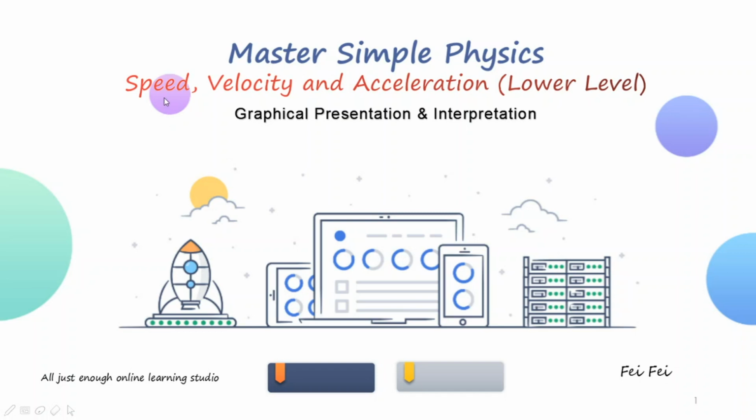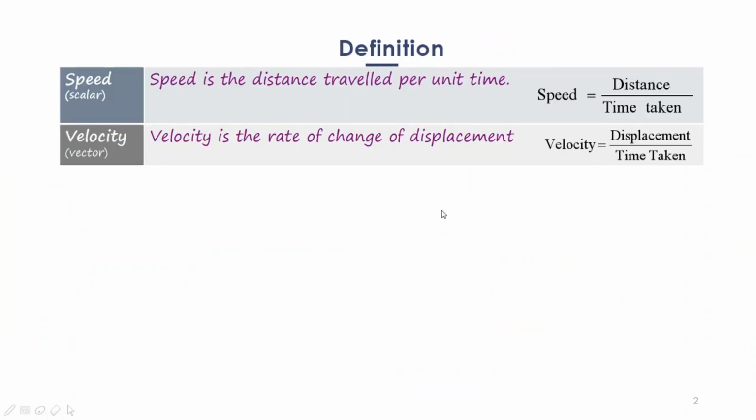Today's topic is on speed, velocity, acceleration, and we focus on graphical presentations and interpretation. The definition of speed is the distance traveled per unit time. It is a scalar quantity. Velocity is the rate of change of displacement, and it is a vector quantity.